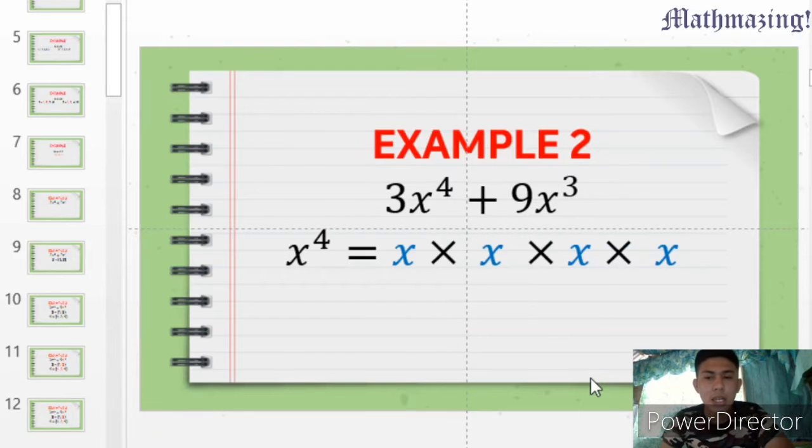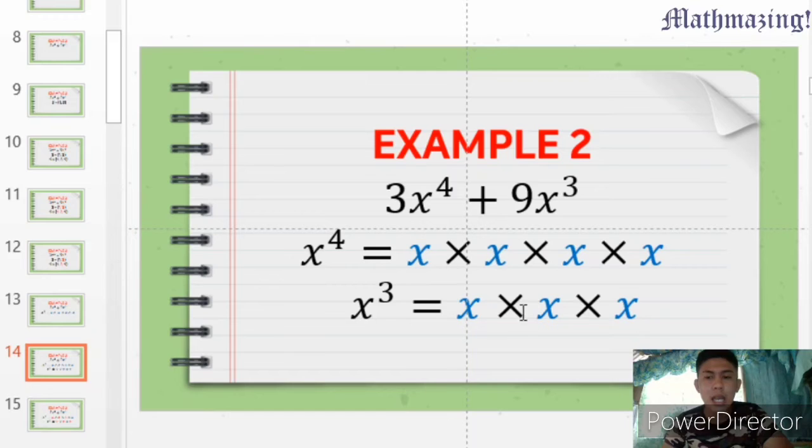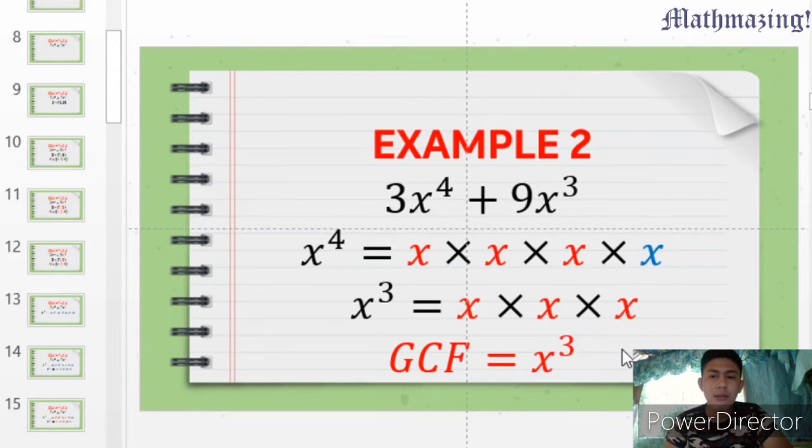So we have x raised to 4 is equivalent to x times x times x times x. Or apat na beses natin minultiply si x. Ang x cube naman is x times x times x or tatlong beses natin minultiply si x. Okay. So ano yung pareho sa x raised to 4 at saka x raised to 3? So ito yung pareho, tatlong x na minultiply. Okay. So ito ngayon yung ating GCF. So we have x raised to 3. Tatlong beses inulit si x, that is why the exponent is 3.